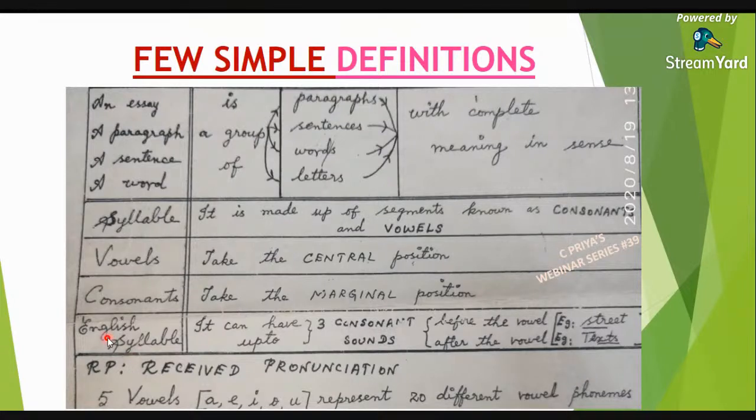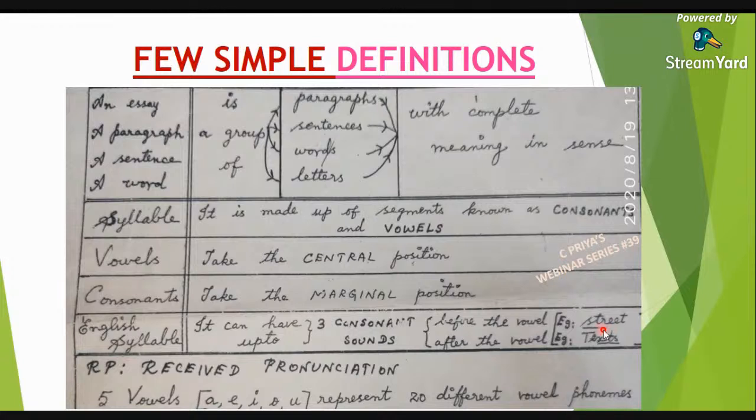How do we define an English syllable? See here, in the English syllable, there is a wonder. It can have up to three consonant sounds continuously, where we can have three consonant sounds before the vowel. For example, street. S, T, R. S is a speech sound. T is another speech sound. R is another speech sound.